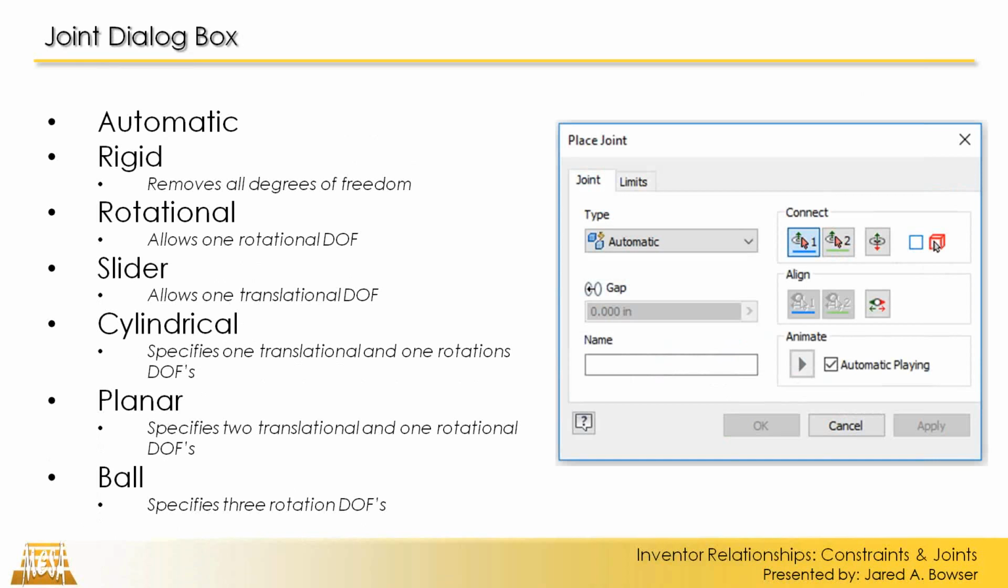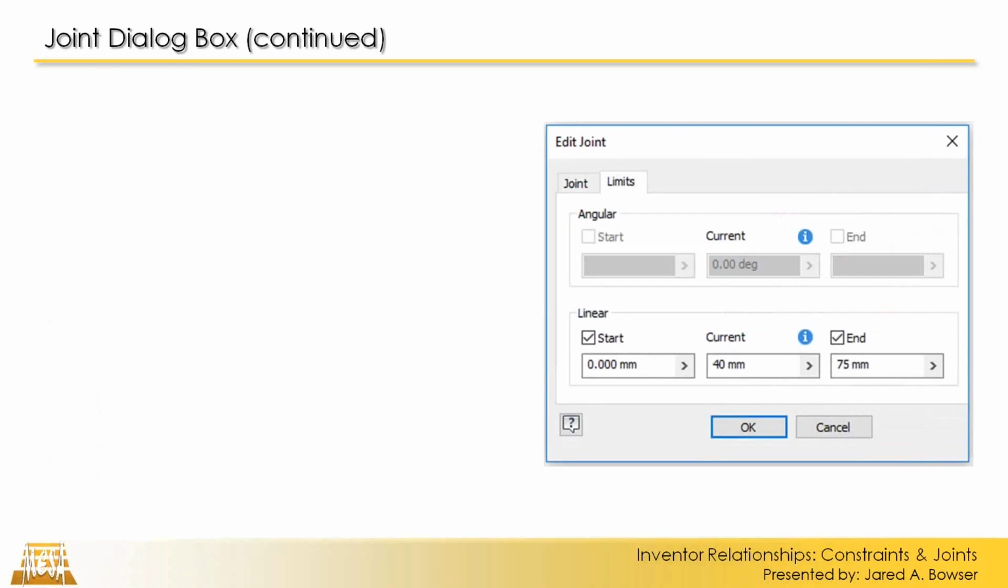But if you take a look at this dialog box, the idea is pretty similar to a constraint. We have the type that we pick. We have our connection options. We have alignment options as well. There's a gap value if you need it. And then on the second tab of this dialog box is the limits option, where we can assign angular or linear limits for our joints. All right, so there's the limits tab.